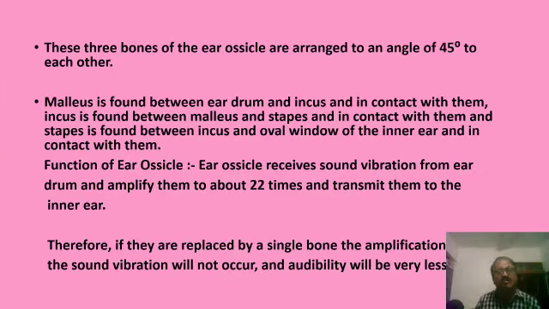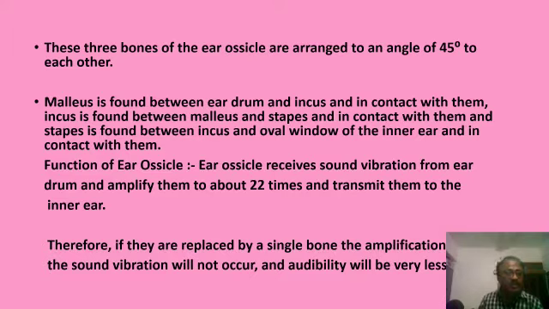These three little bones of the ear ossicles are arranged at an angle of 45 degrees to each other. Malleus is found between the eardrum and incus and in contact with them. Incus is found between malleus and stapes and in contact with them. And stapes is found between incus and the oval window of the inner ear and in contact with them.